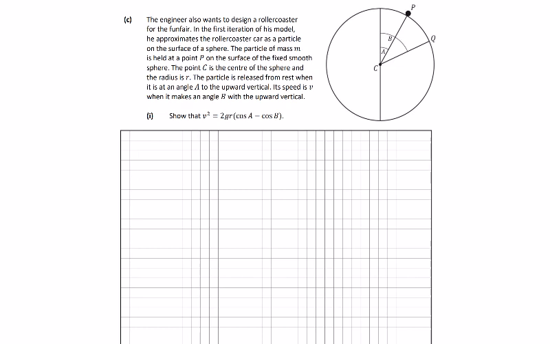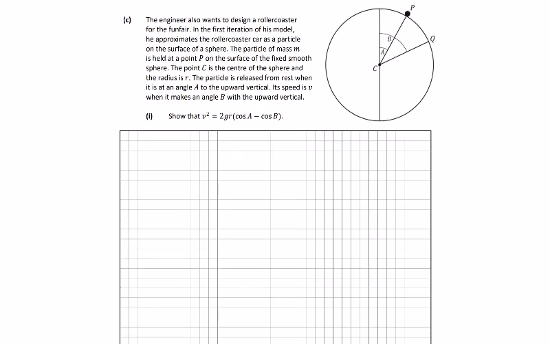In part C, the engineer wants to design a roller coaster for a fun fair, and in the first iteration he approximates the car as a particle on the surface of a sphere. So we have the particle P, it starts at a point P, so it's going to be at rest, and then it's going to move down to Q. So we have conservation of energy here. We call this the height of zero.